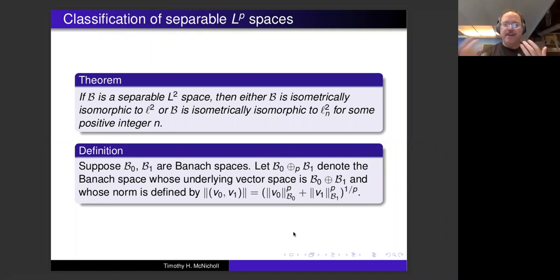You start with the external direct product and make that your vector space. And then to get a norm on it, you define the norm of (B0, B1) to be the p-th power of B0's norm plus the p-th power of B1's norm, all raised to 1 over p. So it looks kind of like you're taking the procedure for making little l^p 2, but you're replacing the absolute value with the norms of these Banach spaces. You're replacing the numbers with vectors from these Banach spaces.